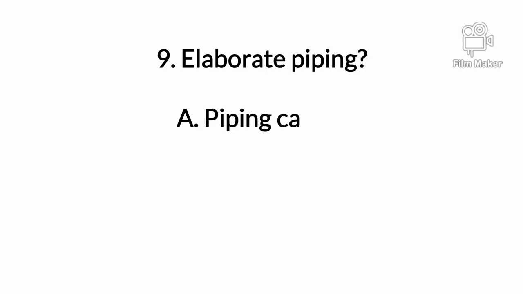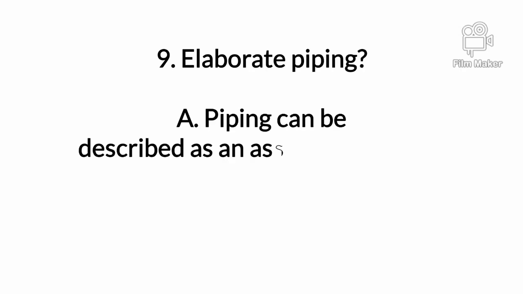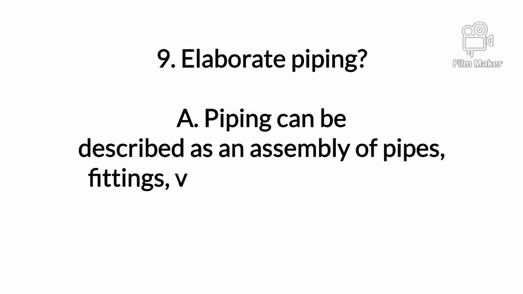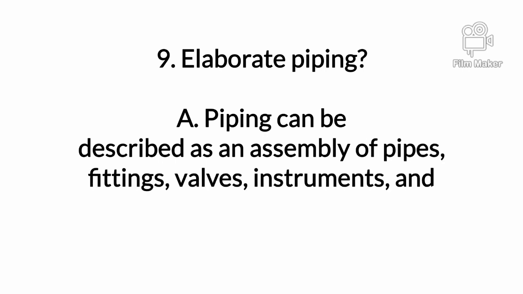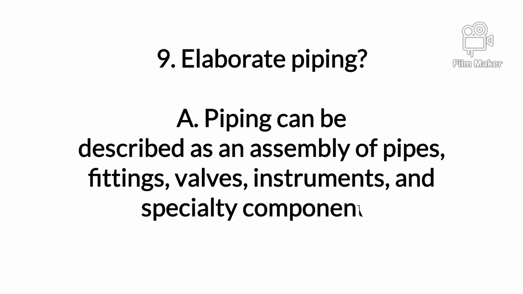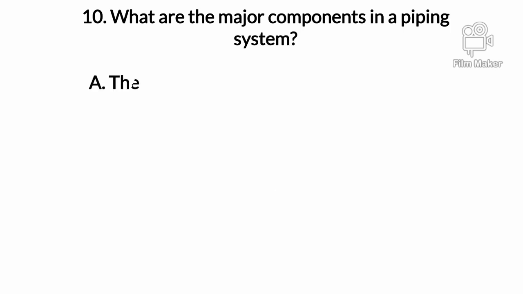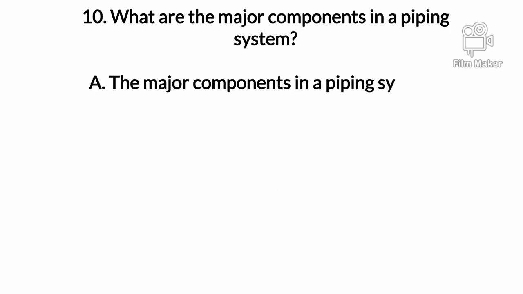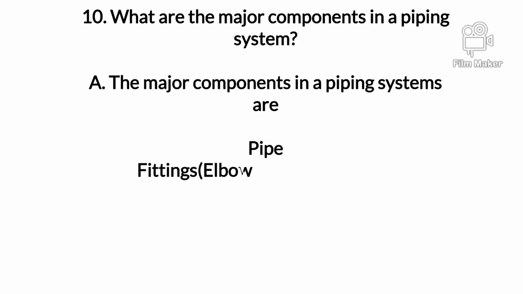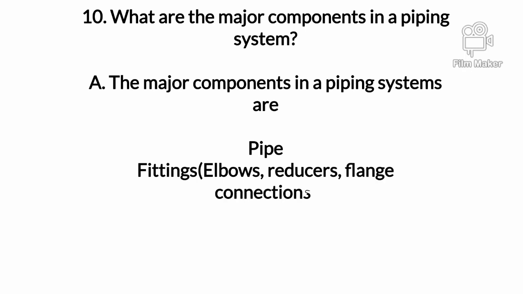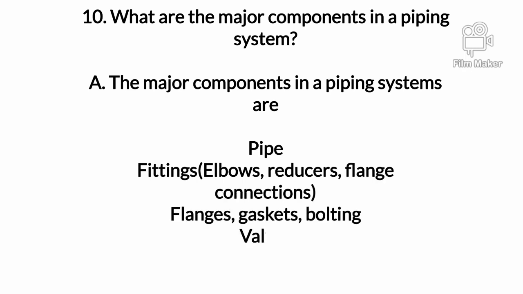9. Elaborate piping. A. Piping can be described as an assembly of pipes, fittings, valves, instruments, and specialty components. 10. What are the major components in a piping system? A. The major components in a piping system are pipe fittings, elbows, reducers, flange connections, flanges, gaskets, bolting, valves, pipe support.